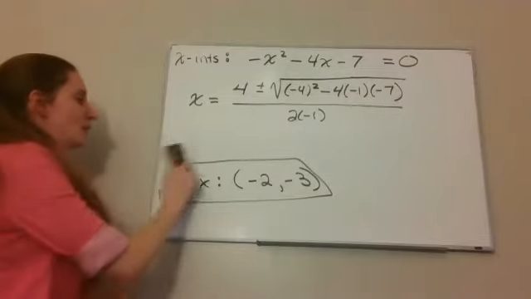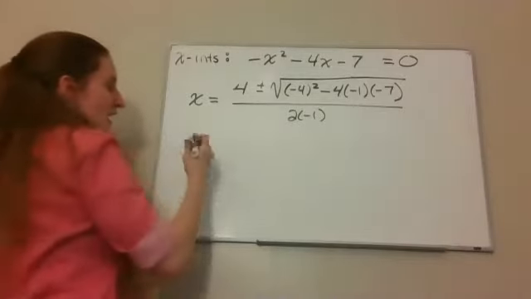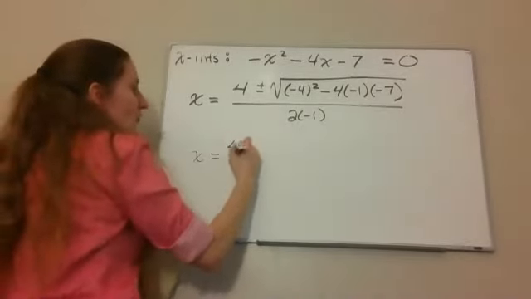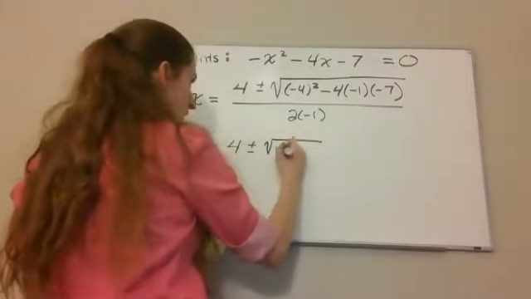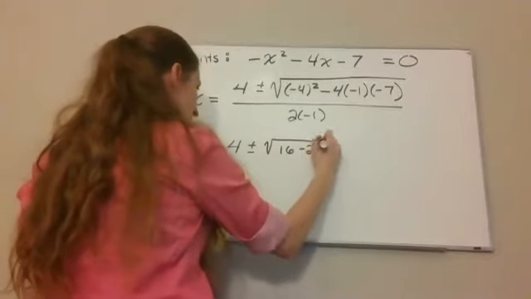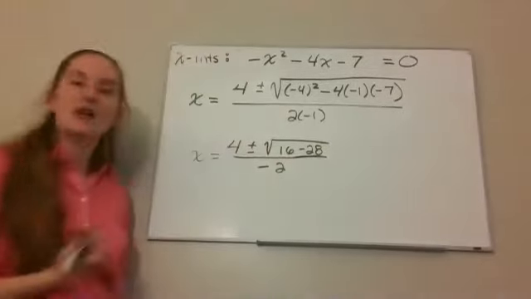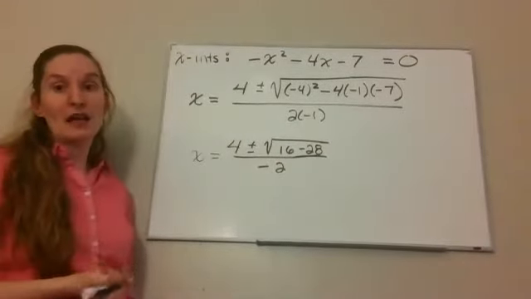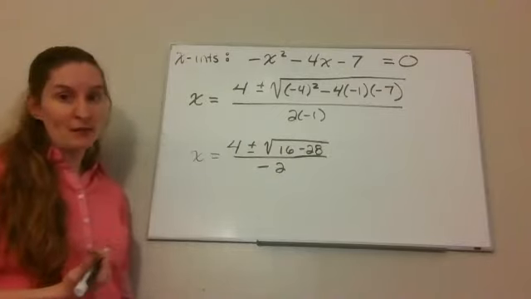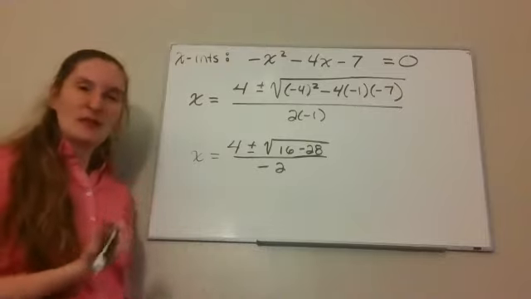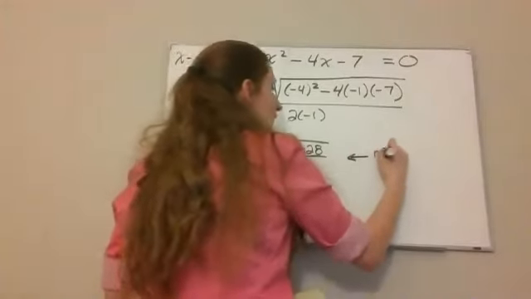And I just have to simplify this to find any x-intercepts. And I get that x is equal to 4 plus or minus the square root of 16 minus 28 all over negative 2. Now I want to point out, underneath that square root, we're going to have a negative number. And although we do know how to calculate the square root of a negative number, our x-intercepts are always real values for x. So this is no real solutions.